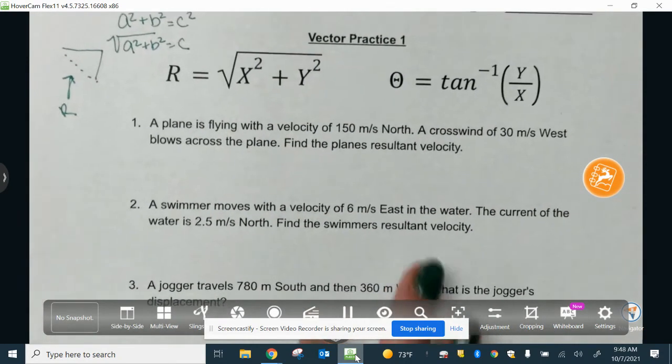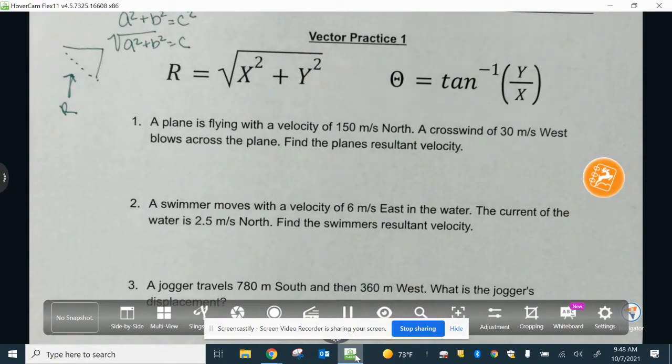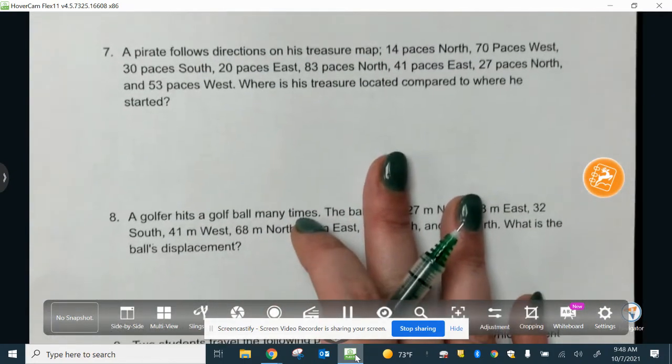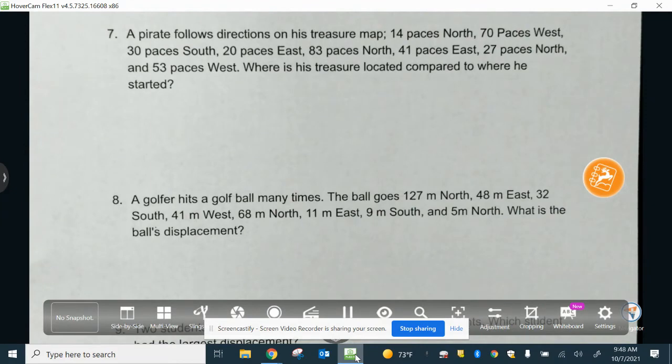So is it okay if we practice one before I let you go? Is that cool? Okay, I like pirates. So you're going to turn it over to number 7. A pirate follows directions on his treasure map: 14 paces north, 70 paces west, 30 paces south, 20 paces east, 83 paces north, and 41 paces east, 27 paces north, and 53 paces west. Where is his treasure located compared to where he started?